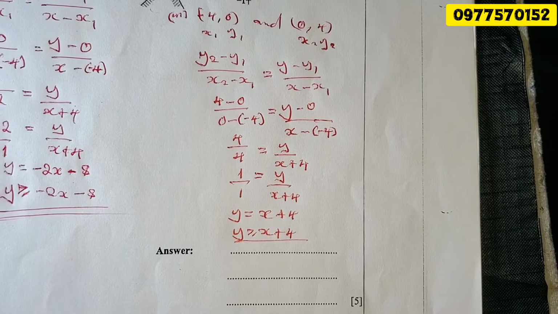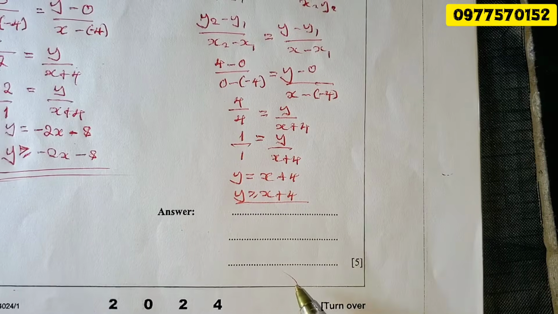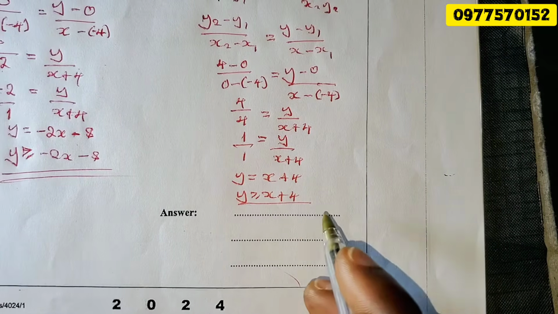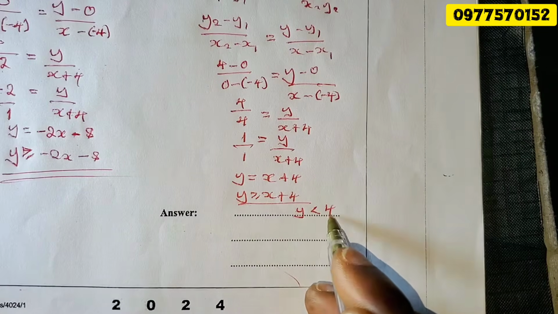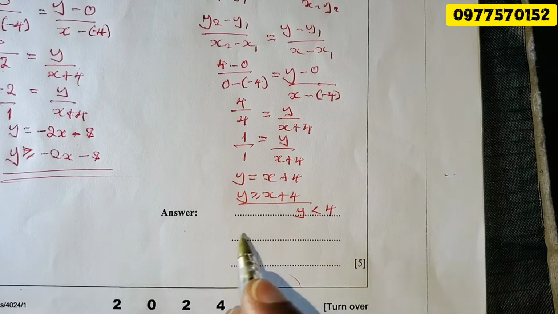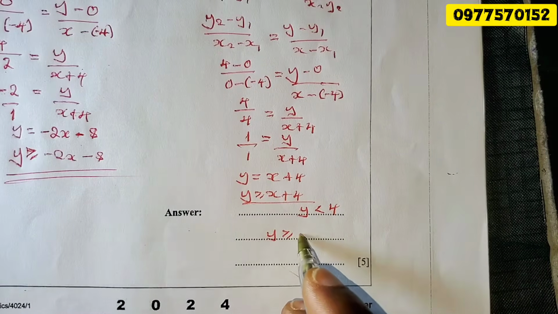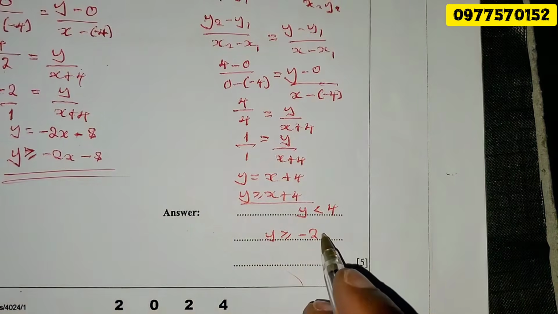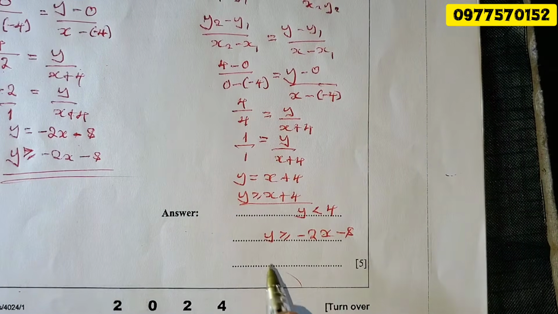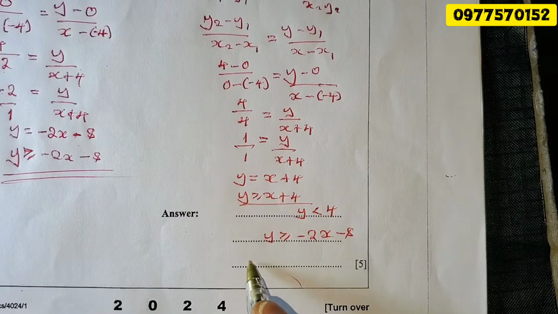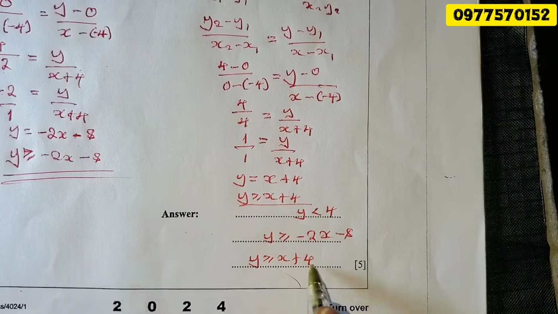So now in the exam, this is where you write your answers. The first answer was y is less than 4. The second one, y is at least 2x minus 8. The last one is y is at least x plus 4.